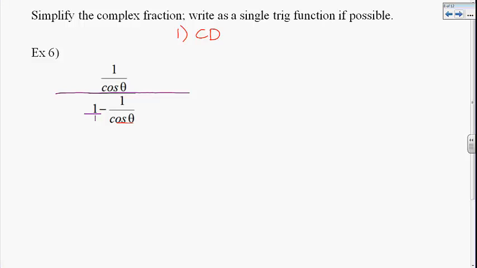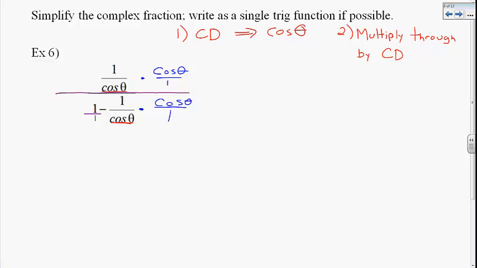Now we have all fractions. We can easily see that the common denominator here in all 3 fractions is cosine of theta. Next, we must multiply all of our terms by the common denominator. That is to say, we multiply the terms in the top and the bottom by the common denominator cosine theta over 1. Here I write cosine theta over 1 in the top and in the bottom.